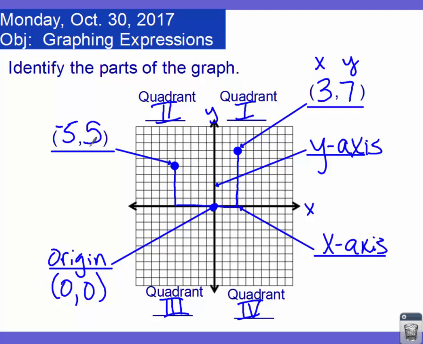The coordinates in the top right are always going to be positive, positive. The coordinates in quadrant 2 are always going to be negative, positive. In quadrant 3, they're always going to be negative, negative. And in quadrant 4, they're always going to be positive, negative. So that's what your numbers are going to look like if you have to graph things in those quadrants.